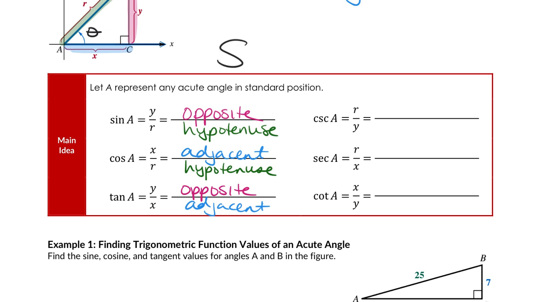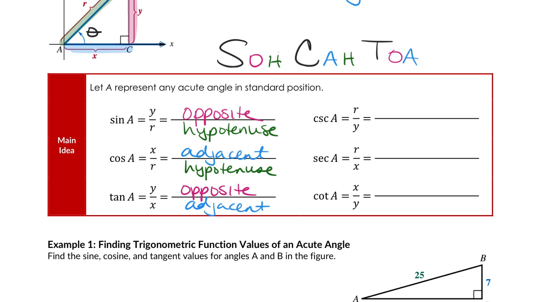SOHCAHTOA. If you're trying to find sine, it is the opposite over the hypotenuse. If you're finding cosine, it is the adjacent over the hypotenuse. And if you're finding tangent, it is the opposite over the adjacent. SOHCAHTOA. That is like geometry basics for trigonometry in pretty much every class. That acronym has probably been used since the beginning of time. I don't even know where it came from. I just know I learned it. SOHCAHTOA.